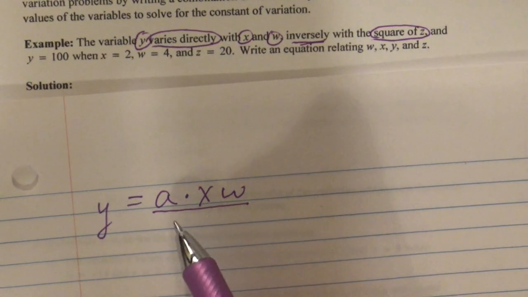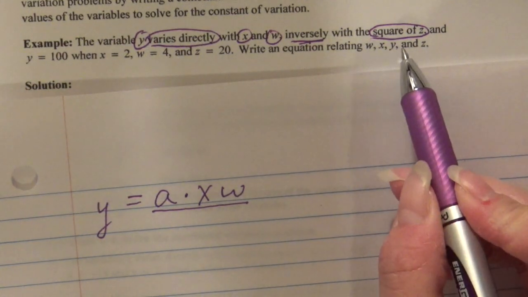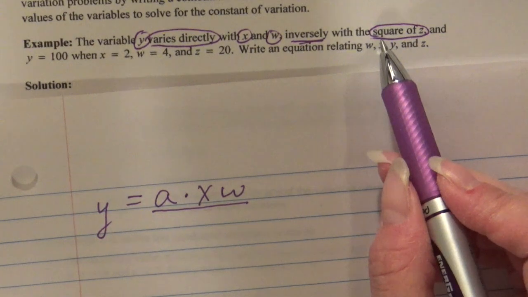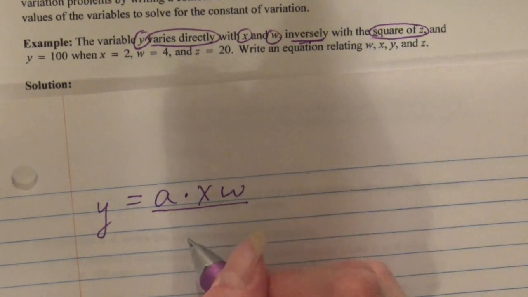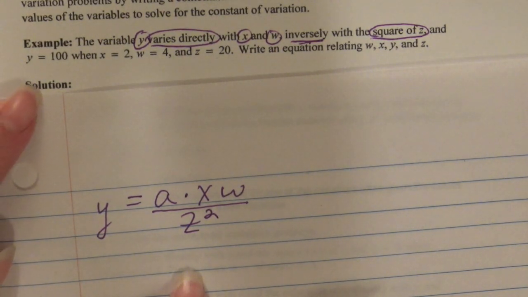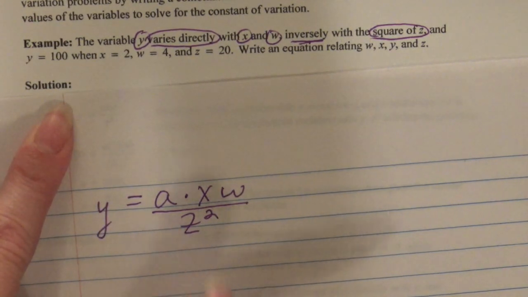And it varies inversely with the square of z. So inversely means we need to divide, and then we need to divide by the square of z. Be really careful here. A lot of times people misread that as square root of z, but that's not what it's saying. The square of z means z squared. So this is how we set it up initially. They're going to give you everything that you need in this next part to solve for your constant a.